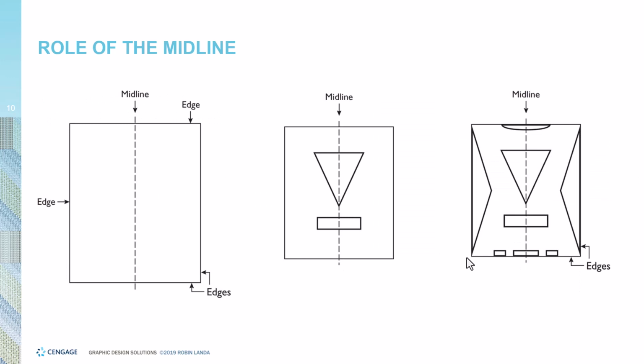Remember balance? This is why it's important. You envision an imaginary vertical line going down the center of a page. As you position your graphic elements, analyze how each is interacting with that midline. Do graphic elements cross the midline? Do they approach the midline? How do the graphic elements interrelate in the central space of the composition? Look at how these elements in this symmetrical design are interacting with the midline.